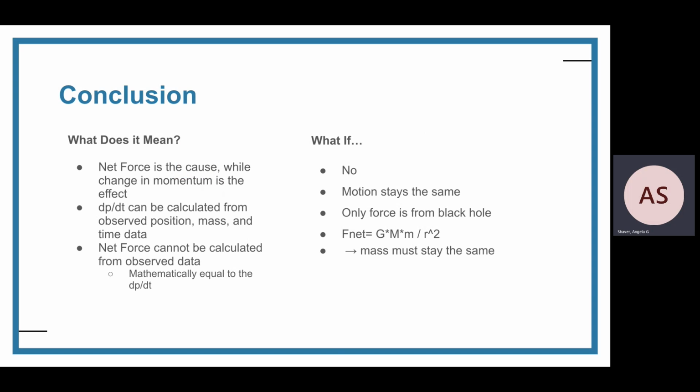Although the net force and the change in momentum are mathematically equivalent, they represent different things. The net force is what causes the momentum of an object to change. Also, the change in momentum can be calculated from the observed position, mass, and time data. The net force can't be calculated from observable data, so the value of the net force is set equal to the change in momentum since they are mathematically equivalent.